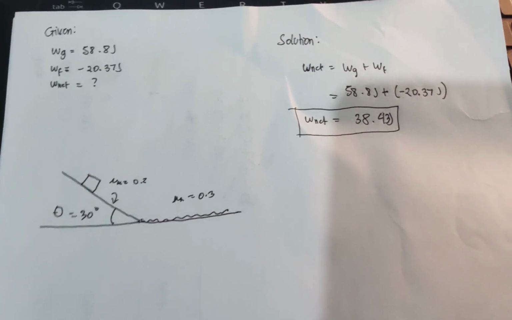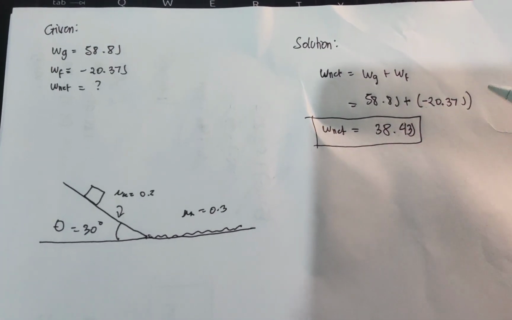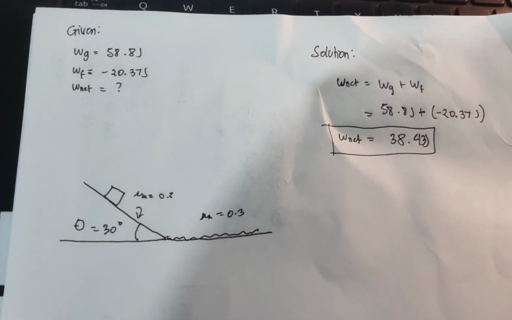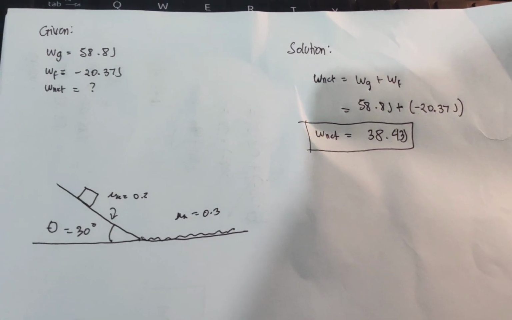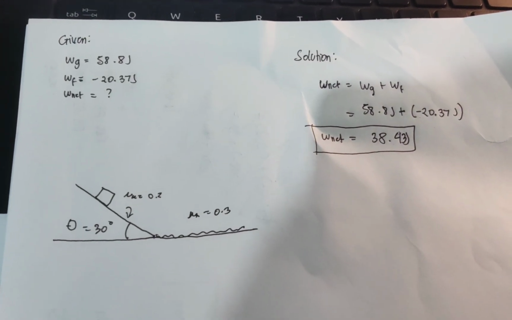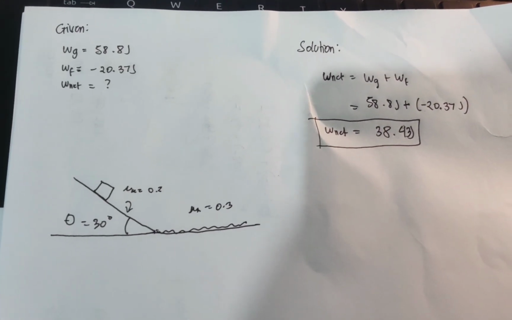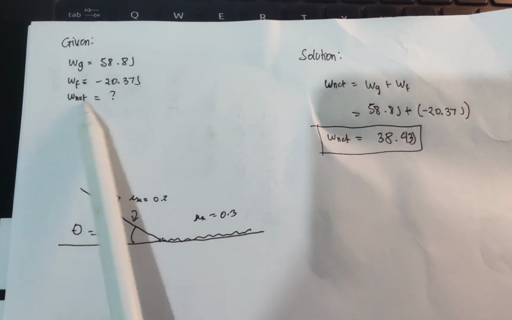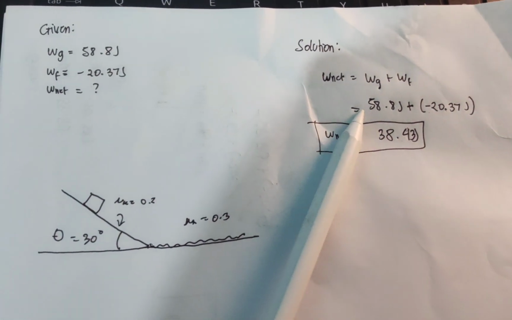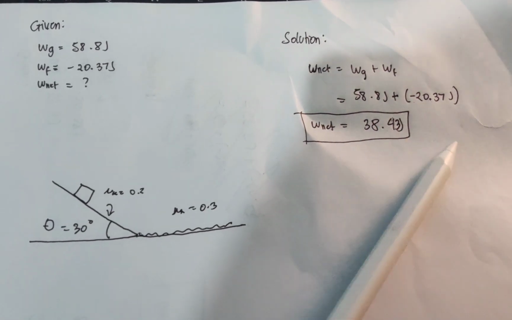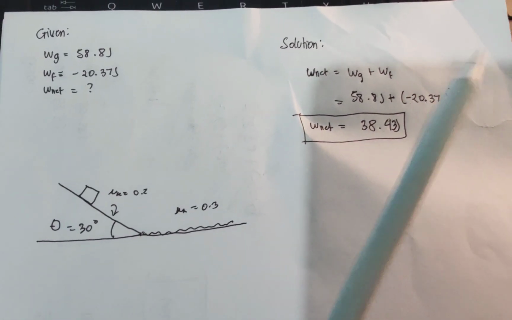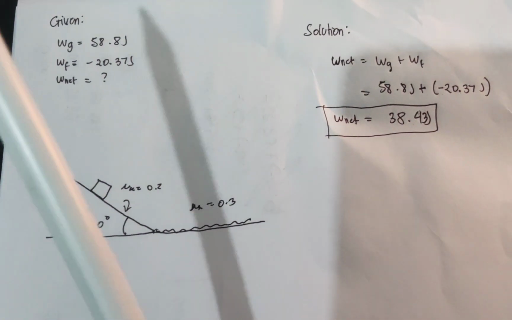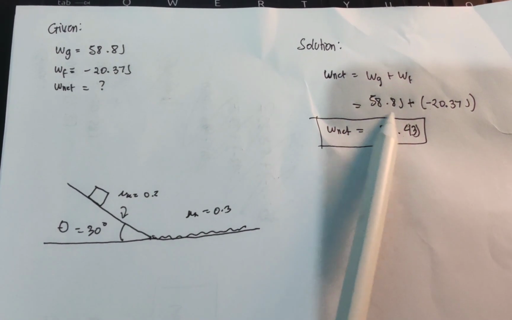Now let's solve it. For the solution, we have the formula: net work is equal to work by gravity plus work by friction. Why did we add them? Because the total effect on the block is the sum of all forces doing work. One is positive, one is negative. Now let's substitute: work by gravity is 58.8 joules plus negative 20.37 joules. Since positive times negative is negative, we are going to subtract them.